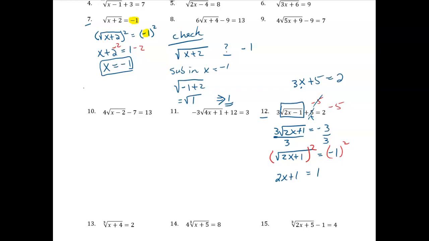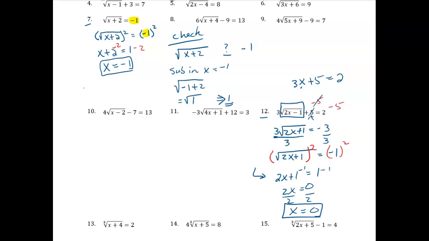And this turns back now to what you should be more familiar with. Solve this for x. So bring the 1 over, subtract 1 from both sides. So it cancels here. 2x equals 0. Divide both sides by 2. X is 0. Okay.